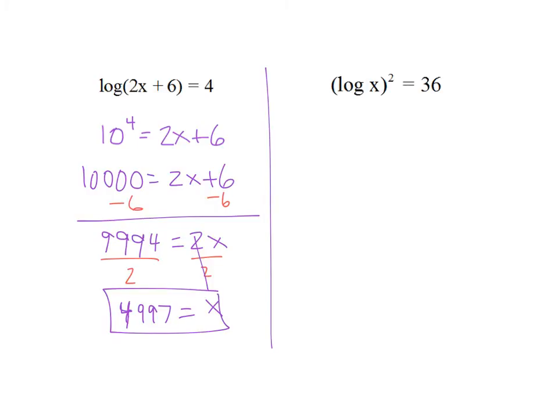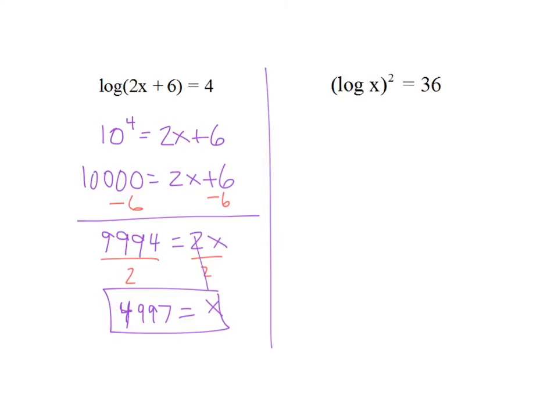All right. What happens in this next one? Well, we have log base 10 again, because there is no base written in. Log base 10 of x raised to the 2nd power equals 36. So notice on this one, the log is not isolated, because here's the log and there's something else on that side of the equal sign with it. We need to deal with that square first.